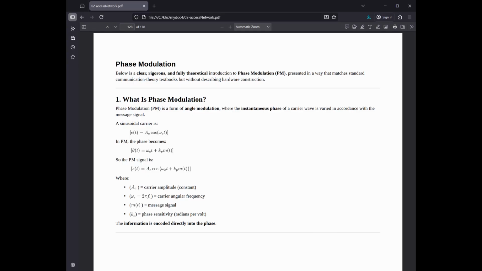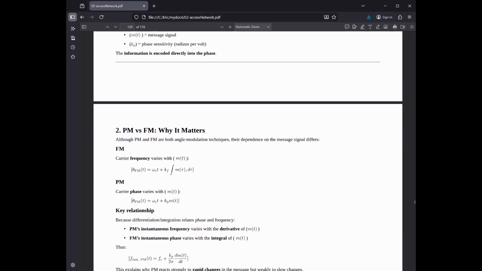The mathematical equation: the mathematical representation of a phase-modulated wave is, where A is the constant amplitude of the carrier, f is the constant frequency of the carrier, m(t) is the message signal, data, and k is the phase sensitivity, which determines how many radians the phase shifts per volt of the message signal.